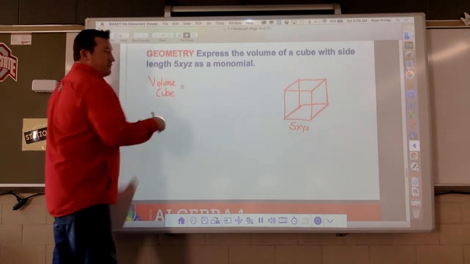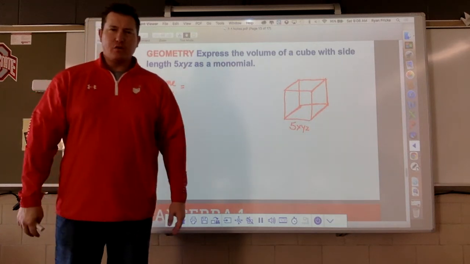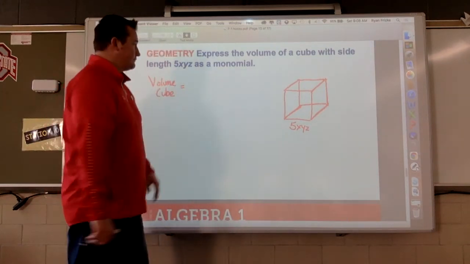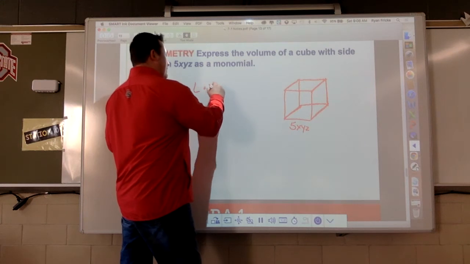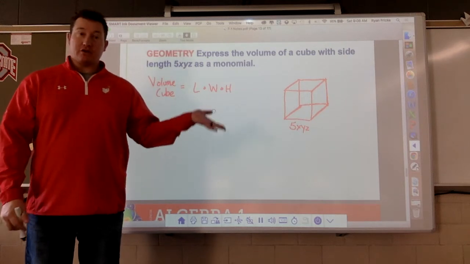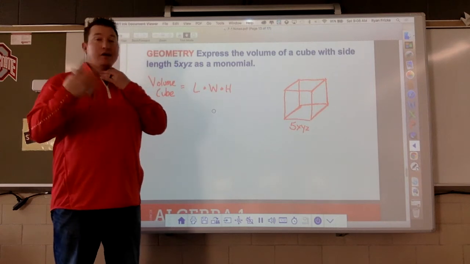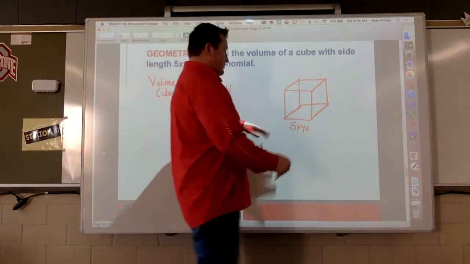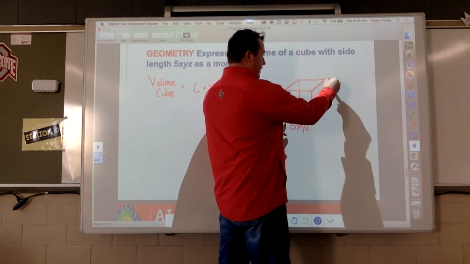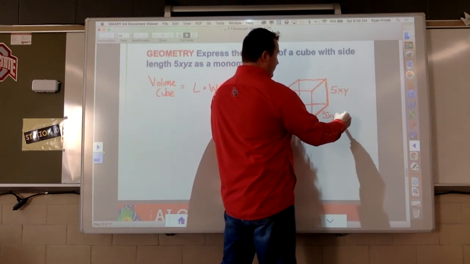Does anyone know how to find the volume of a cube? Well, then Google it. What are you waiting to listen to me for? Length times width times height. Okay? So we go length times width times height. Now, it's a cube, folks. It's like a 3-dimensional square. So what's special about a square? Well, we know all 4 side lengths are the same. Cube is the exact same thing because it's a 3-dimensional square. So that means all of my length, my width, and my height, they're all this 5xyz too, right?